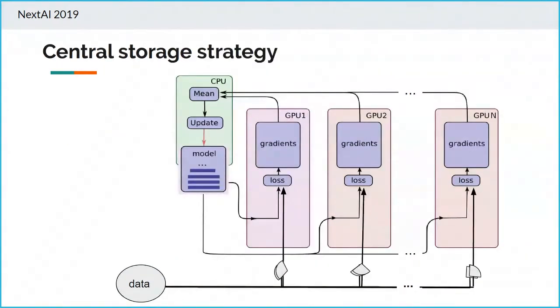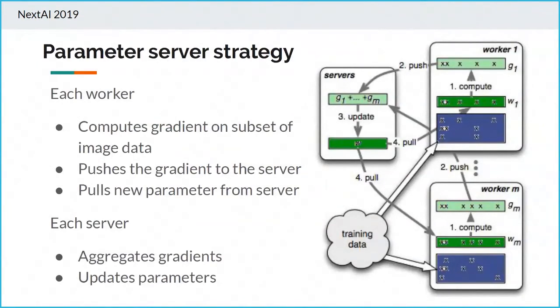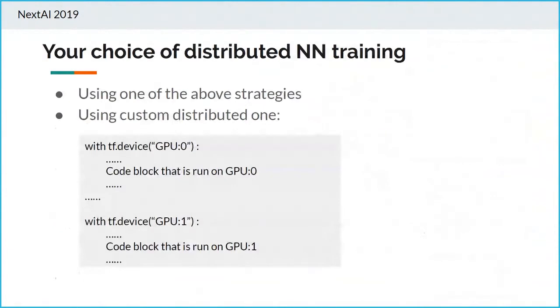All right. Another one is central storage. Basically, it's similar to the previous one, but we only keep one model instead of making multiple replications. The model sits on the main memory, but the rest is basically the same idea. We won't talk about the parameter server strategy because it's more complicated. If you have no other specific reason, I would suggest you use one of the predefined strategies. But if you are an expert and you have a good reason to customize your parallelism, you can do it in this way.